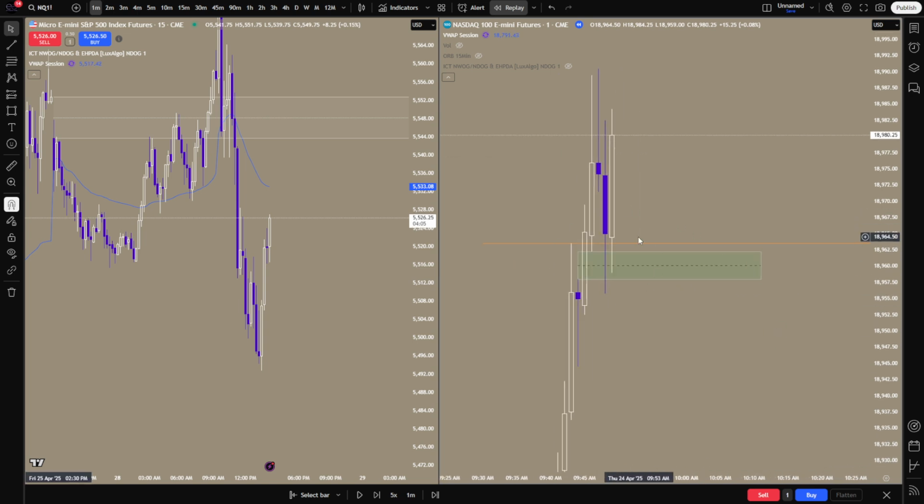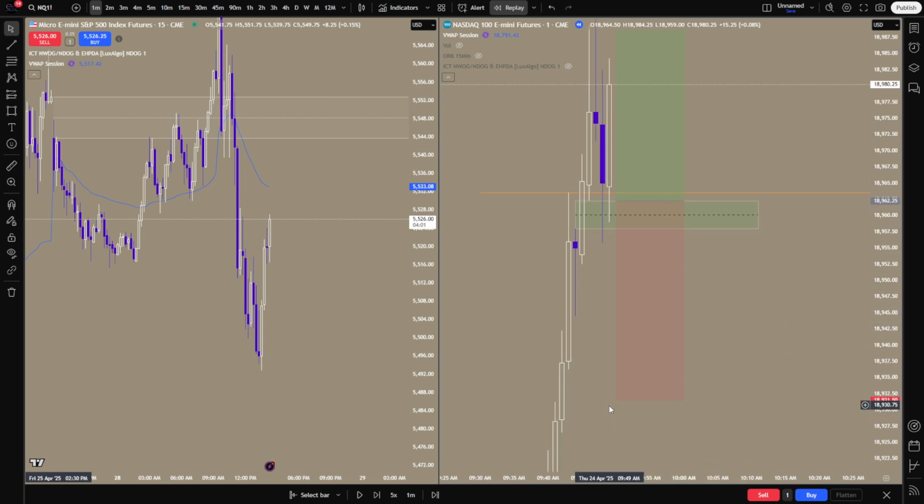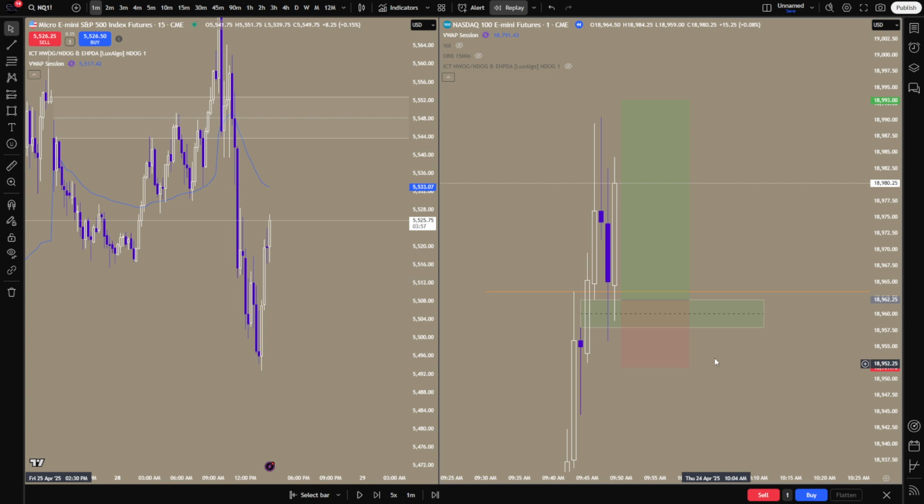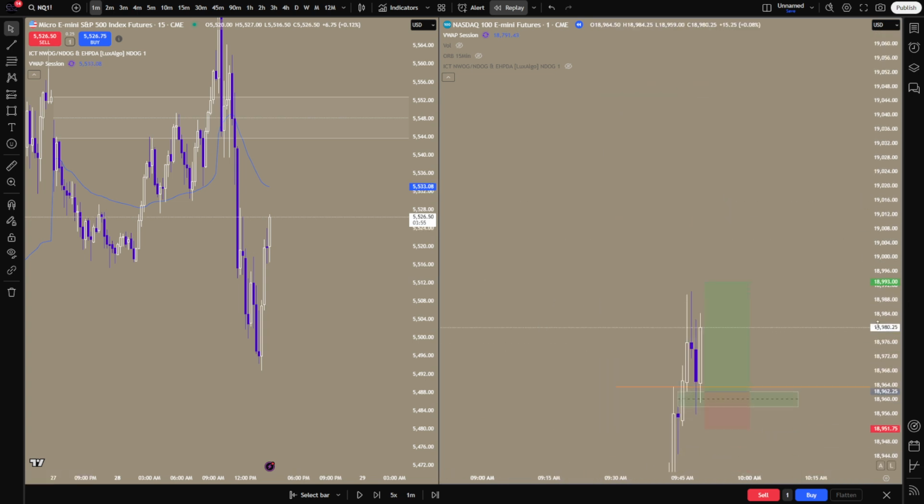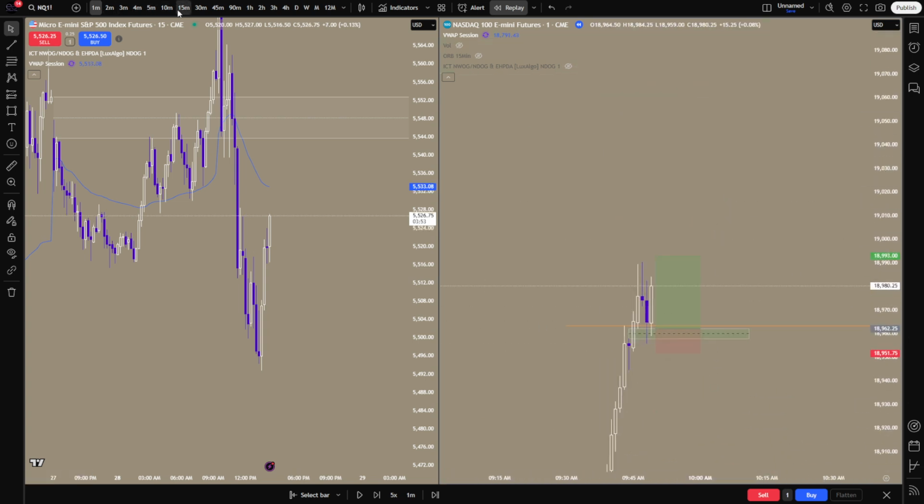We're retesting the ORB high. We have a 1 minute fair value gap right at that ORB high. Perfect. We're going to target our entry here, and we're going to see what happens. We're going to keep our stop below the 1 minute fair value gap. And then, there's obviously going to be other liquidity levels here.